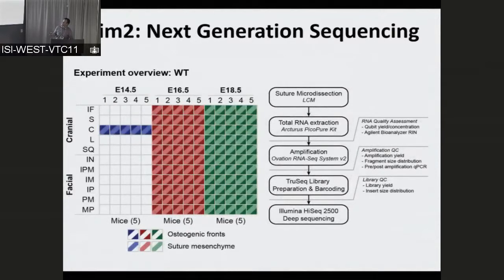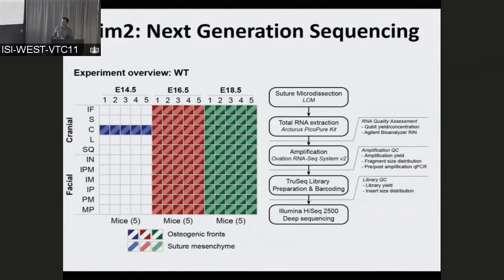So the idea for the wild-type sutures is that we're looking at 3 different ages: 14.5, 16.5, 18.5. There are 11 sutures that I've listed down here by their abbreviation. At E16.5 and 18.5, we're looking at all of these. Each of these squares is one mouse, one suture. And then the diagonal bars represent either the suture mesenchyme that'll be dissected or the osteogenic fronts. For homologous bones, these will be combined, and for non-homologous bones, there'll be separate RNA-seq files. And for the coronal suture, we're doing that only at E14.5.